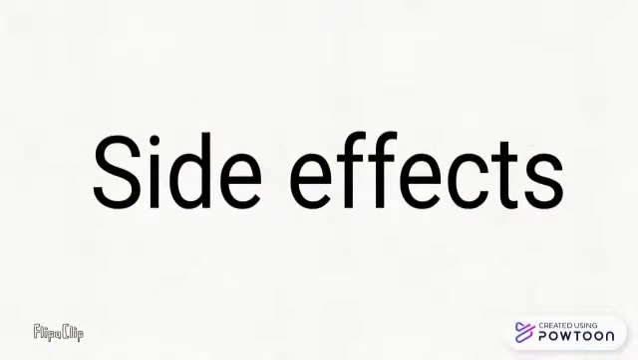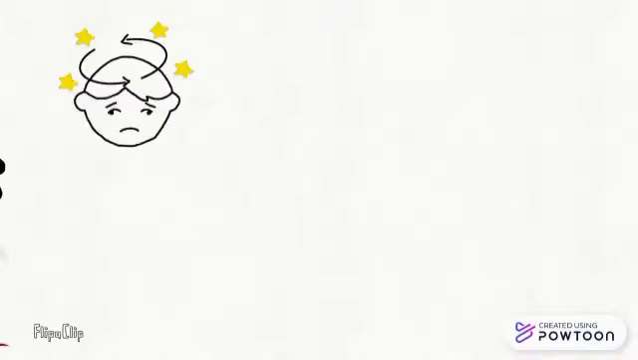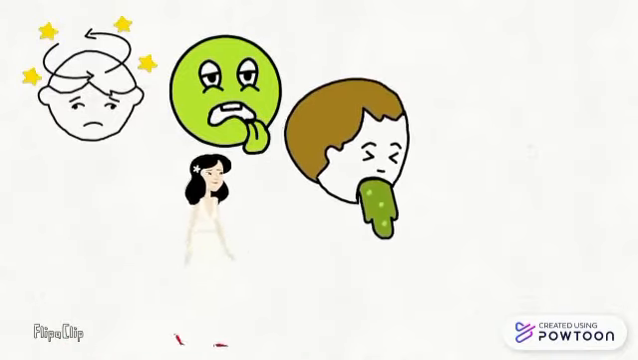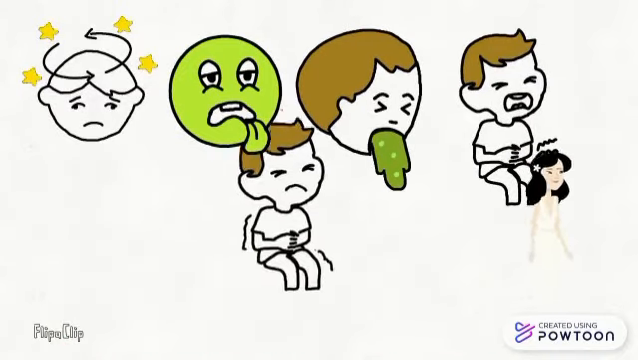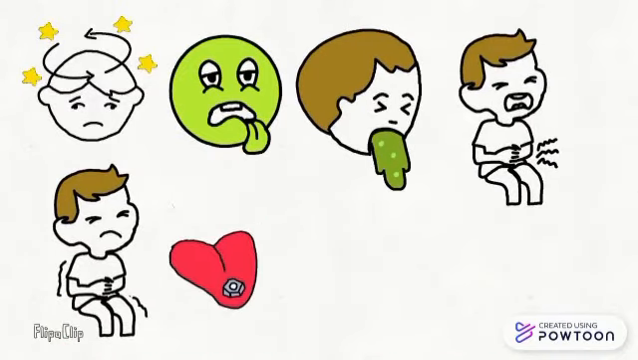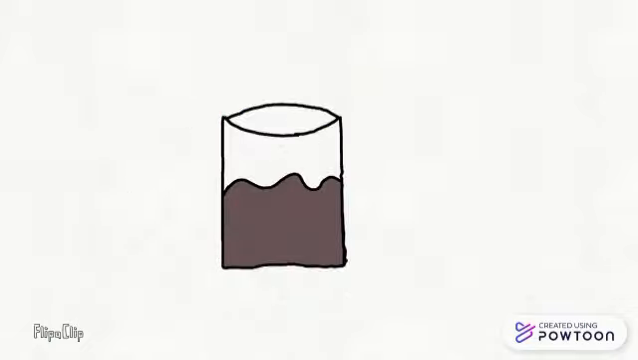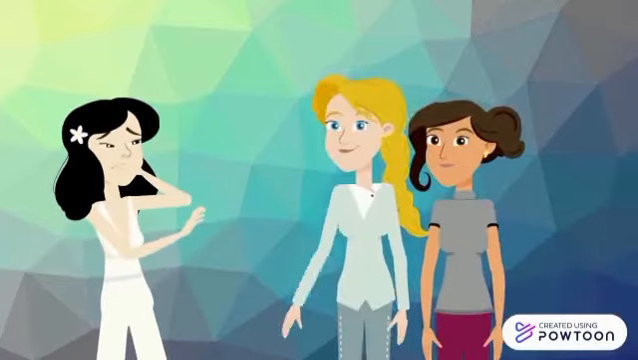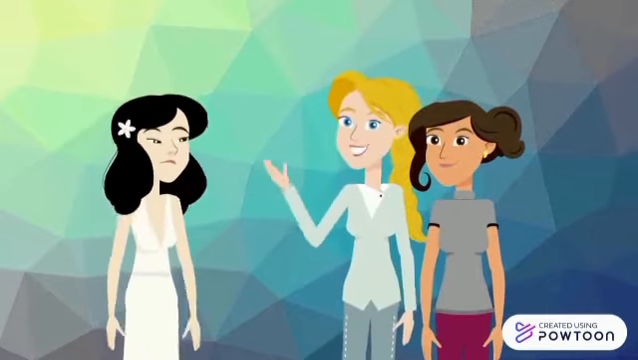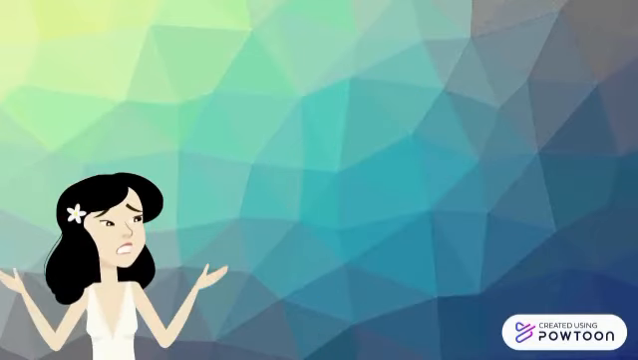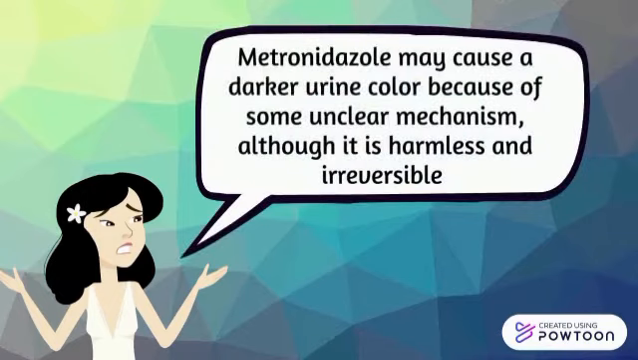Side effects of metronidazole include dizziness, nausea, vomiting, diarrhea, constipation, metallic taste, reversible neutropenia or leukopenia, reversible thrombocytopenia, and a darker urine color. Because what? Wow, slow down, Grace. What's wrong? It is stated that this drug can cause a darker urine color because of some unclear mechanism.